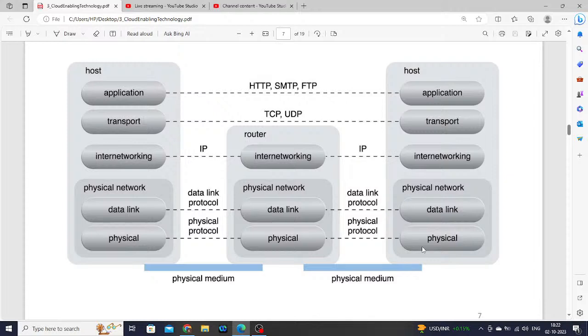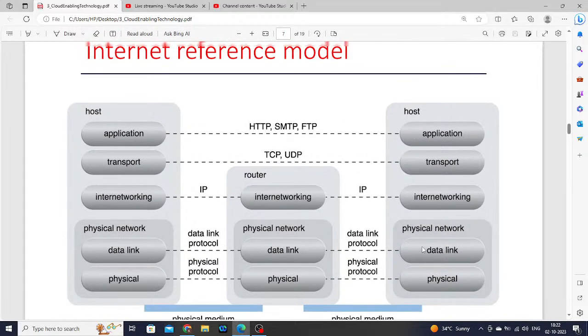Host application to application uses HTTP, SMTP, and FTP. The transport layer uses TCP and UDP. Internetworking is connected to the router and uses the IP address, the internet protocol address. To connect to the physical network, there is the data link, using the data link protocol and the physical protocol. These are the internet reference model.